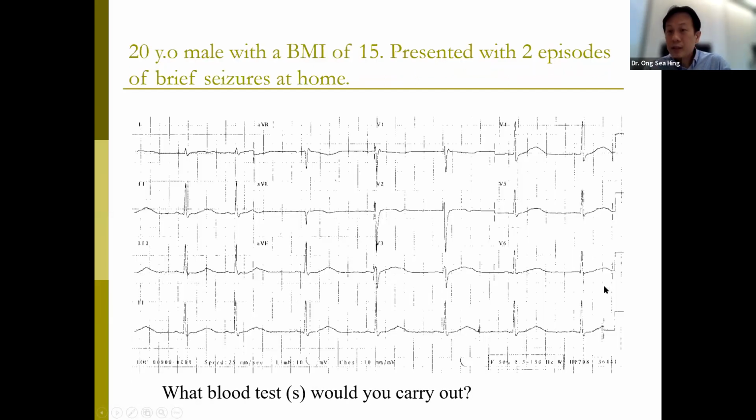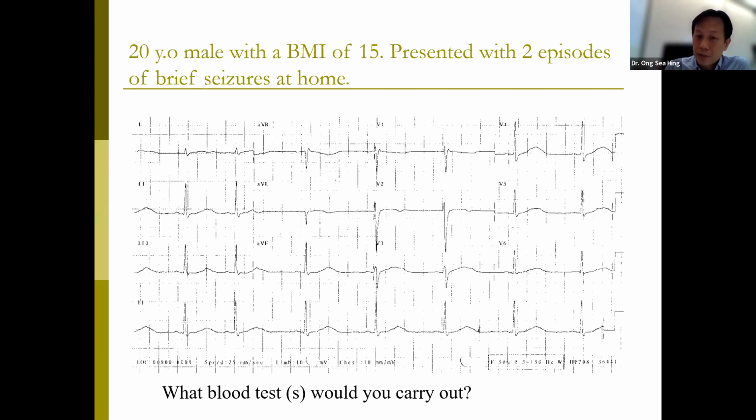This is another patient that was admitted into our hospital. This was many years ago. This is a 20-year-old male. He was actually doing his national service in Singapore. We do national service. He was very thin, BMI of only 15, and he had 2 episodes of brief seizures at home, according to his mom. Okay, so he was admitted, and this was his ECG.